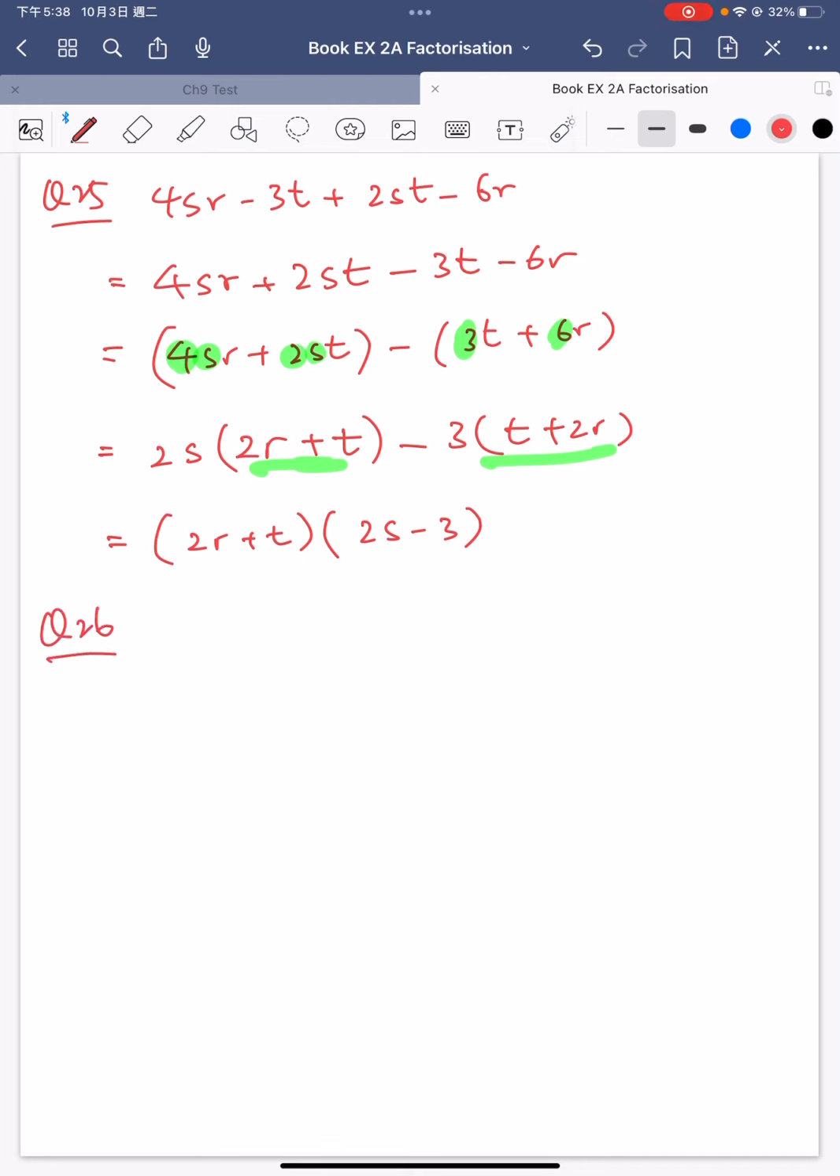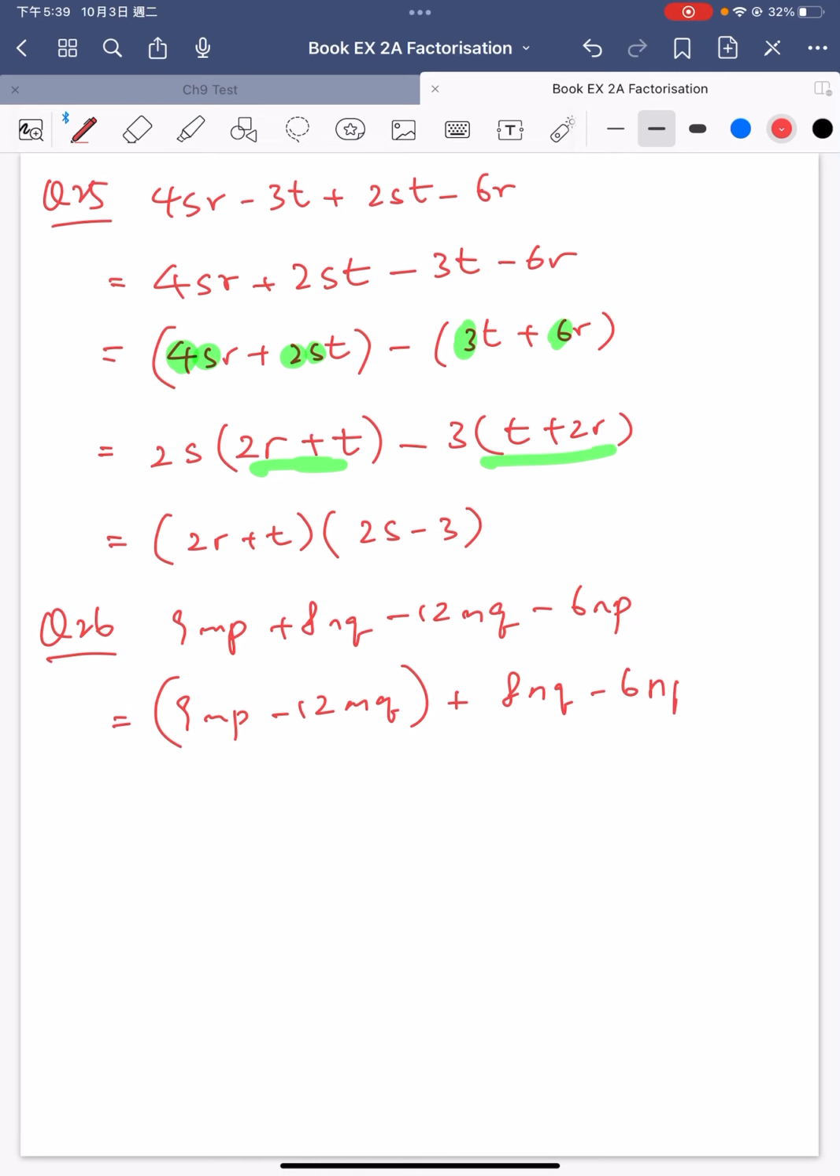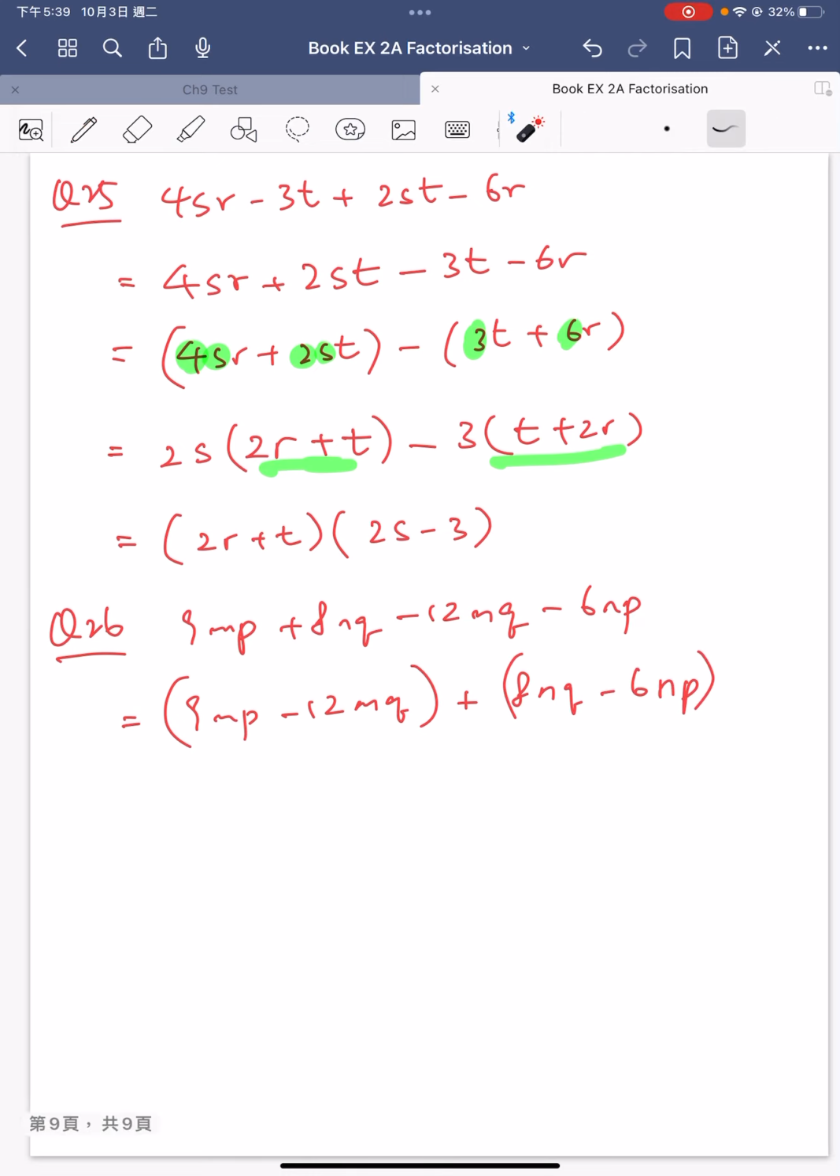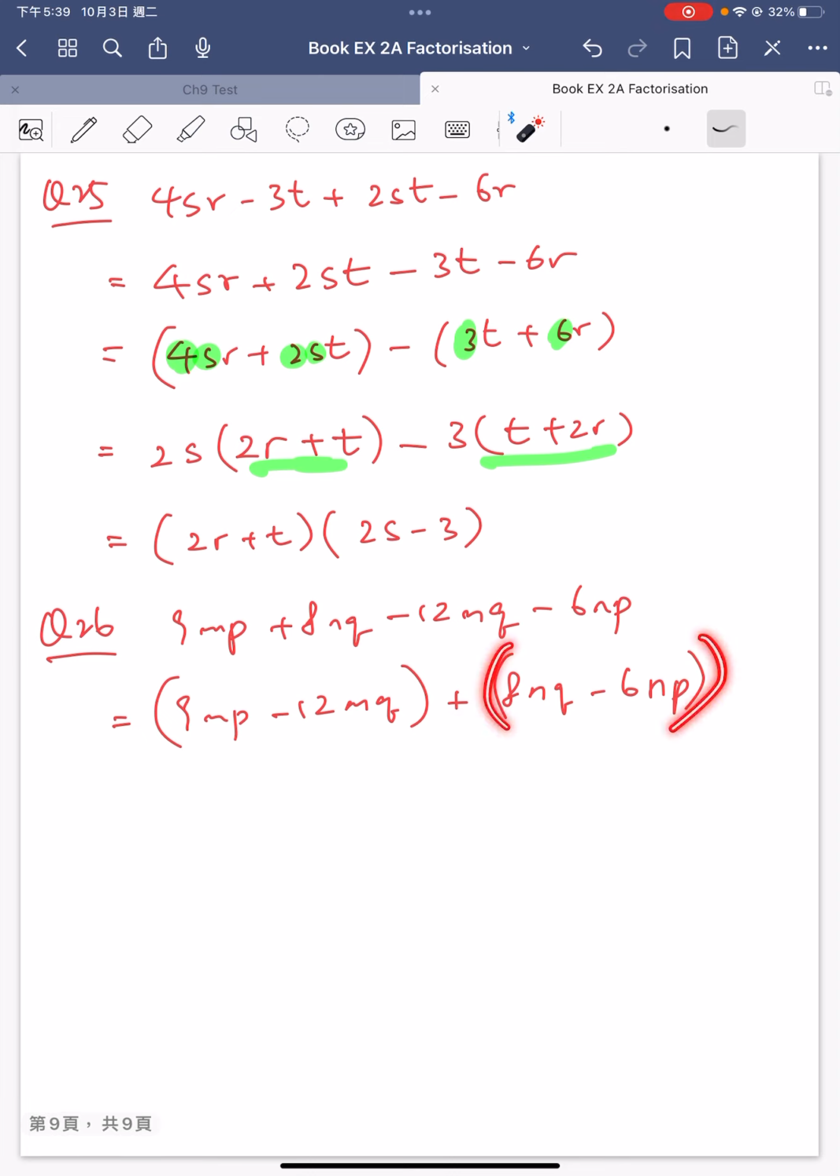Okay, so now doing question 26, we have 9mp + 8nq - 12mq - 6np. So from the first part, there's no common factor. We group the other two, so we have 9mp - 12mq, we group them, and we add the rest, 8nq - 6np. So this time, this is a plus, so we can just give the bracket if we want, so we don't need to change the inside sign.